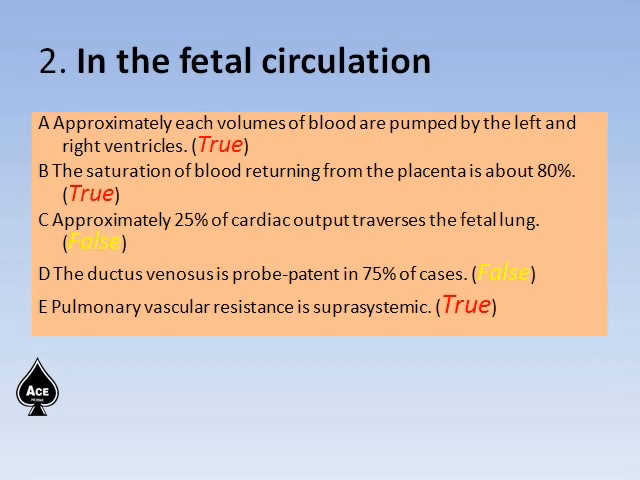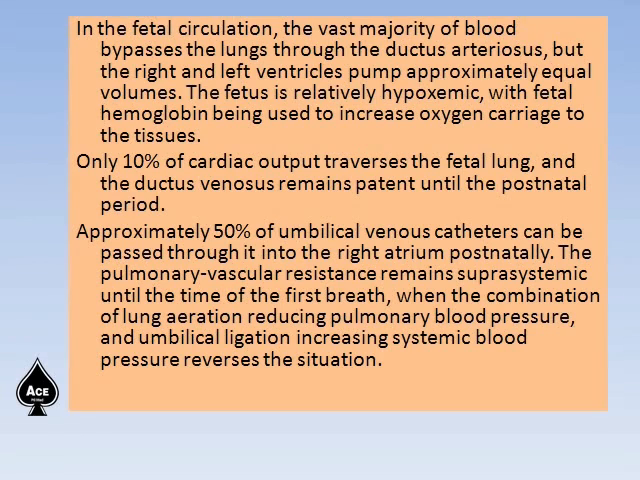That is, 25% cardiac output traverses the fetal lung. That's not true. We will discuss later. The ductus venosus is probe patent in 70% of the cases. So in the fetal circulation, the vast majority of the blood bypasses the lung through the ductus arteriosus, but the right and left ventricles pump approximately equal volume, because that has to be true. Right and left ventricle have to pump equal volume.